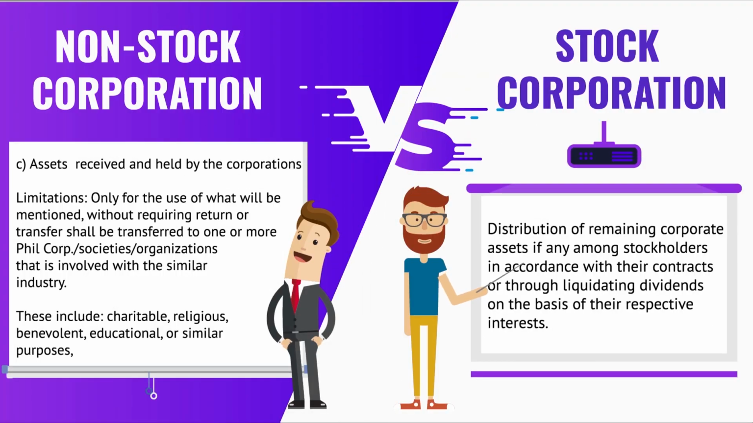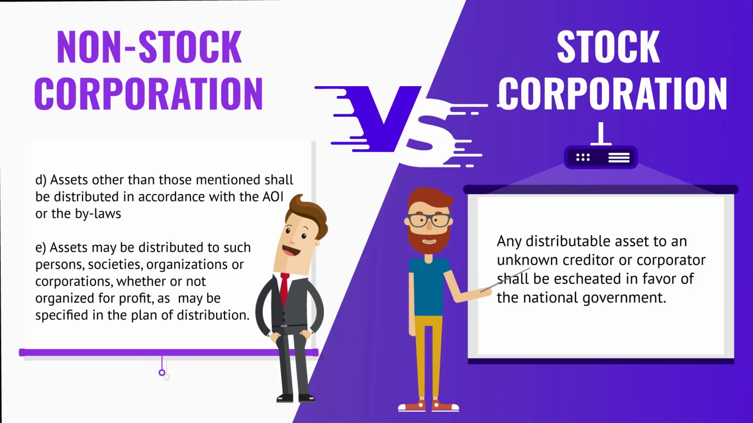While in stock, distribution of remaining corporate assets, if any, among stockholders in accordance with their contracts or through liquidating dividends on the basis of their respective interests. Also in non-stock, assets other than those mentioned shall be distributed in accordance with the Articles of Incorporation or the bylaws. Assets may be distributed to such persons, societies, organizations or corporations, whether or not organized for profit, as may be specified in the plan of distribution. In stock, any distributable asset to an unknown creditor or corporator shall be escheated in favor of the national government.